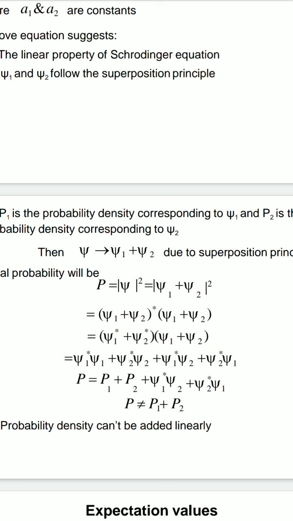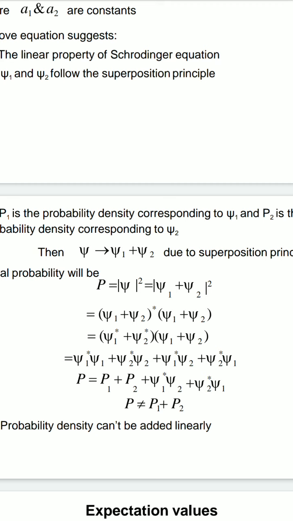Remember this. Okay. So linear property of Schrodinger equation we know, and psi1 and psi2 follow the superposition principle. Psi1 and psi2 follow the superposition principle means if you have two wave functions added psi1 plus psi2, its probability density is psi1 plus psi2 modulus square. That is what superposition principle says.